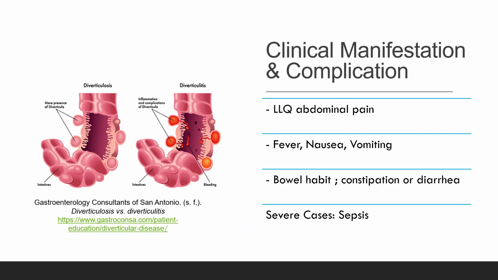These include the development of abscess, perforation of the colon wall, and peritonitis, which is a life-threatening infection. In severe or recurrent cases, patients may develop sepsis or require surgical interventions. Recognizing these manifestations early is critical to prevent progression and complications.